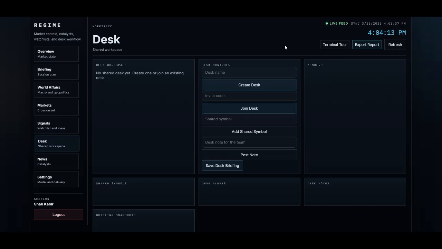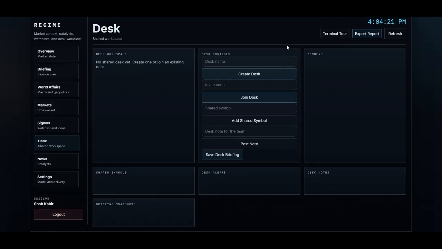Desk is the collaborative layer of the product. It gives teams a shared operating surface for tracking market context, aligning on signals, and working from the same view of risk and opportunity rather than relying on scattered tools and fragmented workflows.